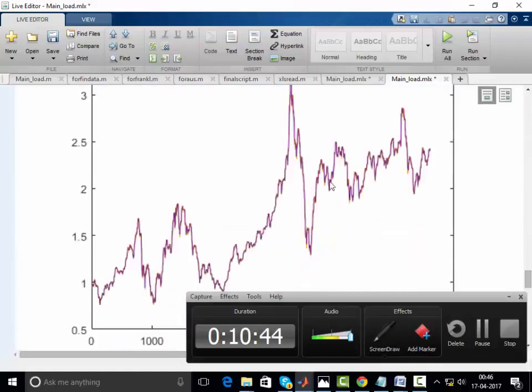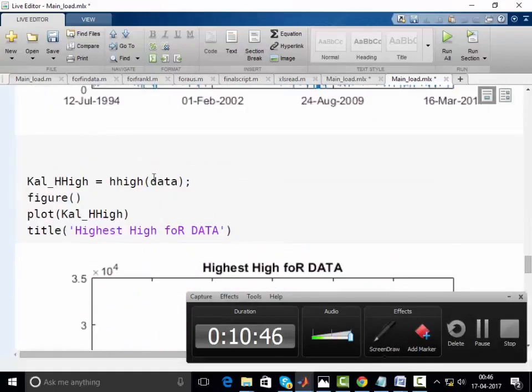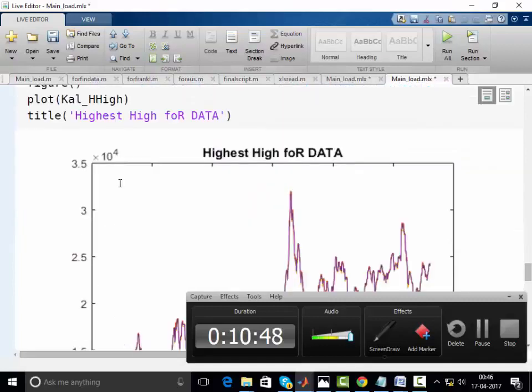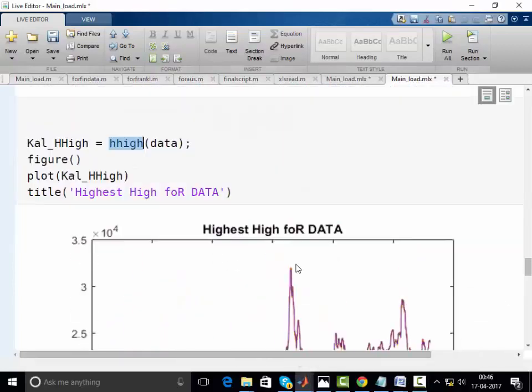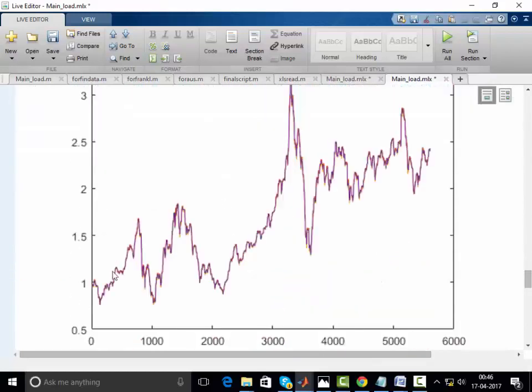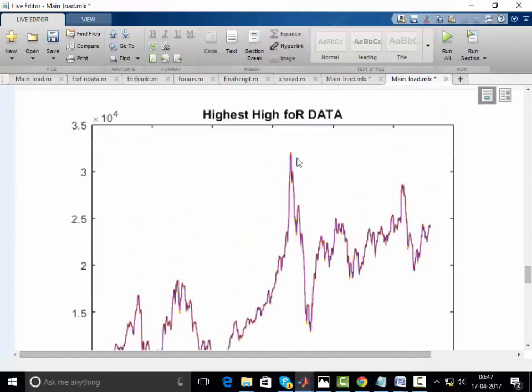Also, there is a function available in MATLAB, highest high. This is also a very important aspect of the financial market, because with the help of the highest high data type, you will see the stock market going up and up and up to a certain level. After a certain level it will go down. This is the time of 2009, and after 2009 the market is going up and down.